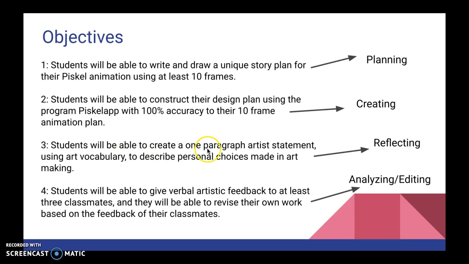Students will be able to create a 1-paragraph artist statement using art vocabulary that we've learned about to describe personal choices in their art making. So that's the reflection piece, and that will come at the end. Students will be able to give verbal artistic feedback to at least 3 classmates, and they will be able to revise their own work based on the feedback of their classmates. So this is sort of analyzing art, interpreting it, and then editing based on feedback.